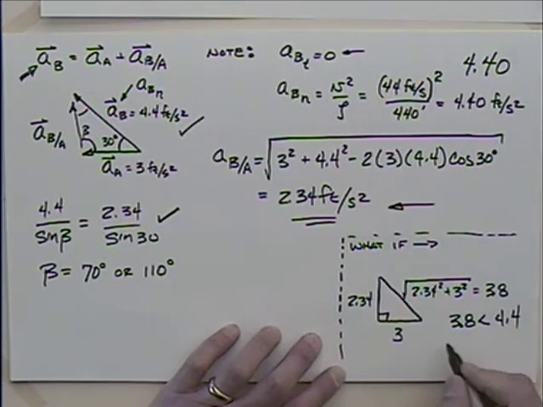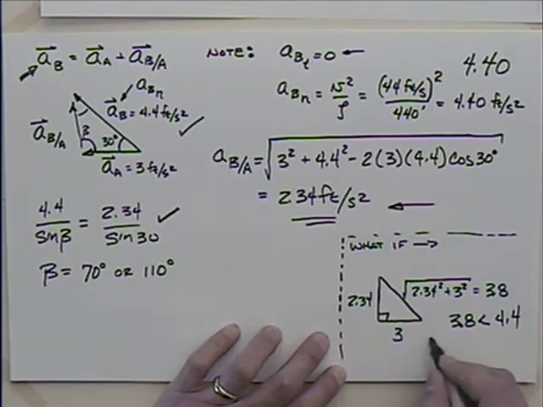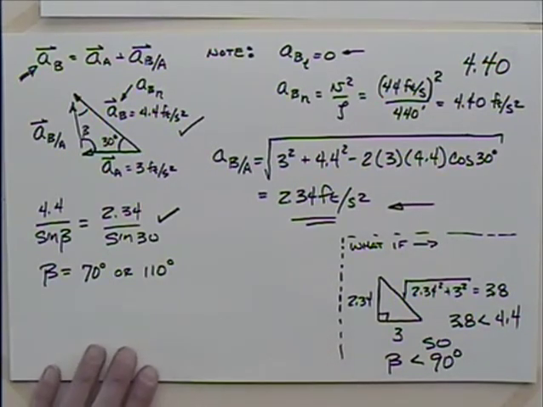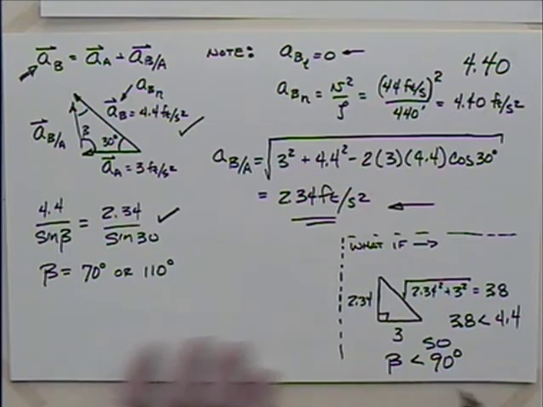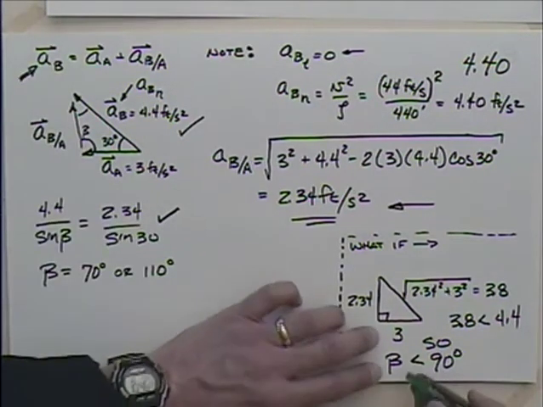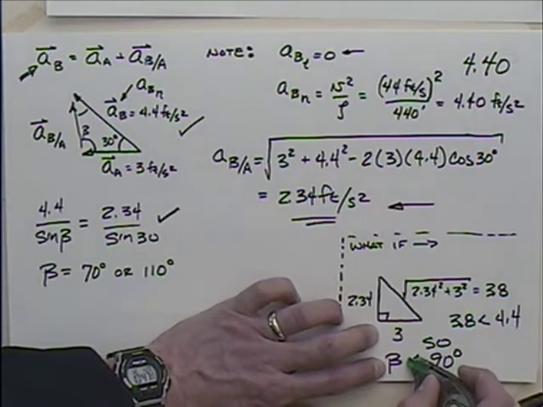So what's our conclusion? So beta is what? Less than 90 degrees, is that right? No, or did I get that wrong? Greater than. Yeah, greater than. Good thing I got this warmed up here.